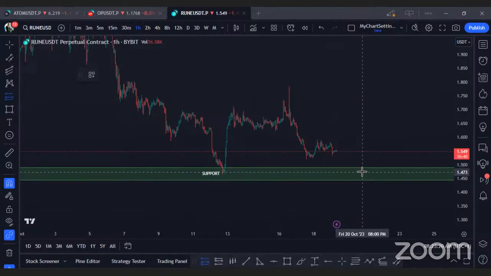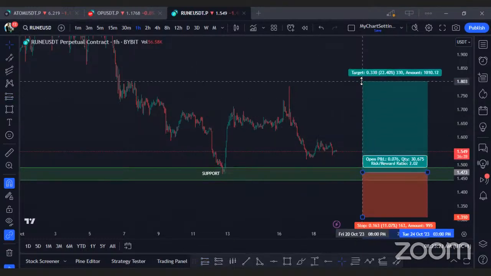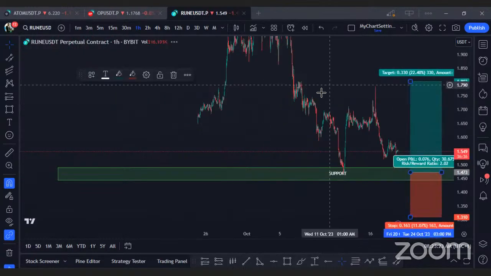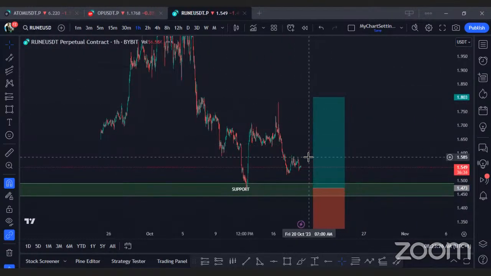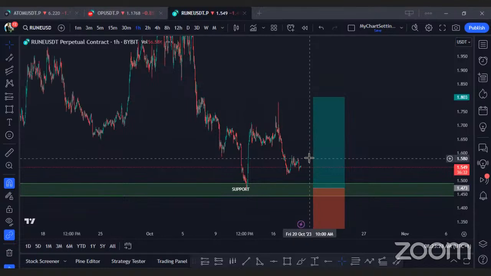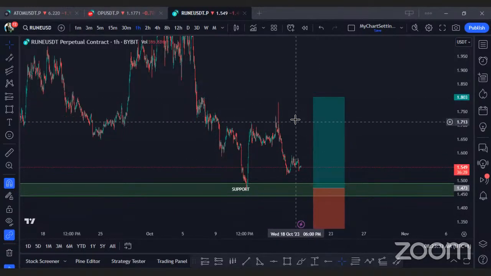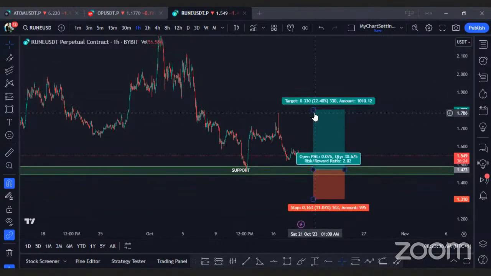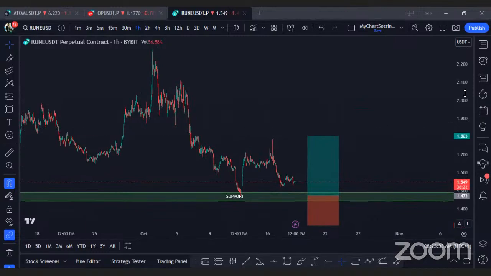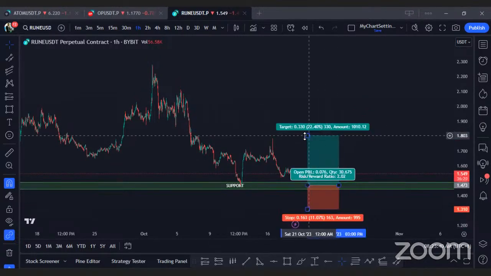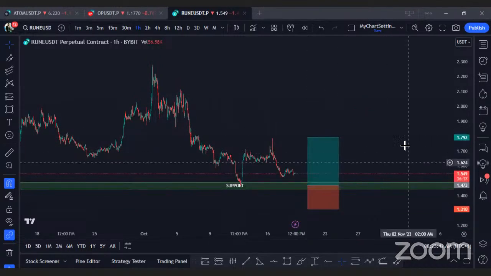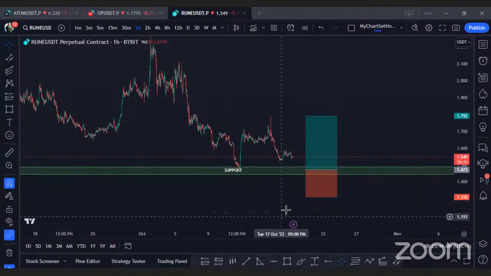DCA into my position. Set a limit order there, and our target should be, we'll look at this area of 1.5, 1.55, 1.58 as our first take profit level. Then we can go to 1.7 if it continues to go up. And let me leave it at that 1.79 as our TP.